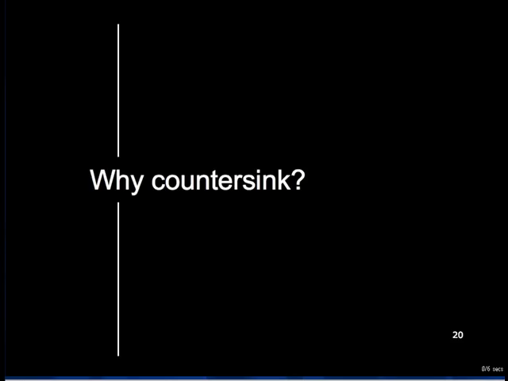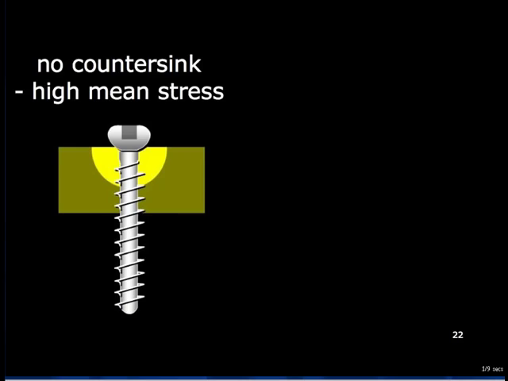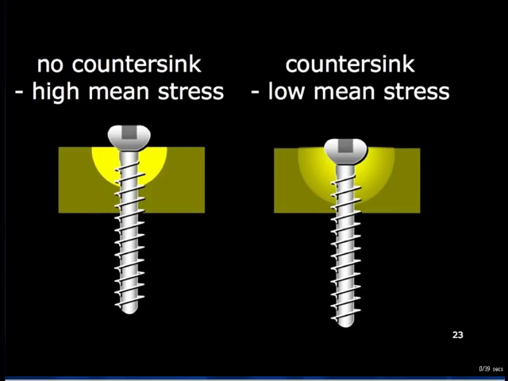Why should we countersink the cortex beneath a cortical screw head, the cis cortex? You will recall that stress is the force applied divided by the area over which the force is applied. The smaller the area, the greater the stress on the bone. If we fail to countersink the cortex, the area of compression is small and the stress high. This risks failure of the bone. If we countersink, the area is increased and the stress reduced.